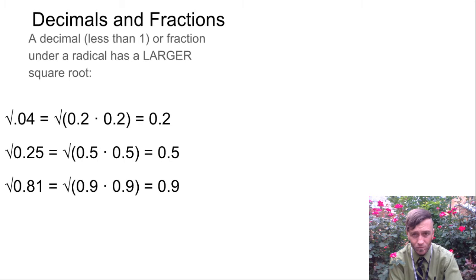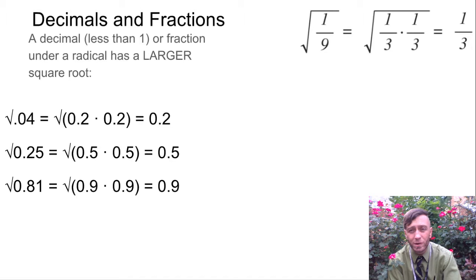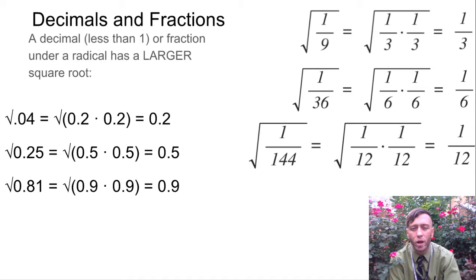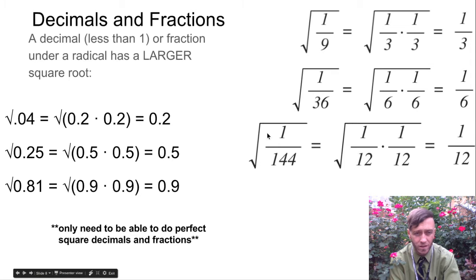We can see the same thing with fractions, right? So the square root of 1/9 is the product of 1/3 and 1/3. So the square root of 1/9 is 1/3. Square root of 1/36th. 1/36th is the product of 1/6 and 1/6. So the square root of 1/36th is 1/6. And 1/144th is the product of 1/12 and 1/12, meaning that square root of 1/144th is 1/12. Okay, you only need to be able to do perfect square decimals and fractions.